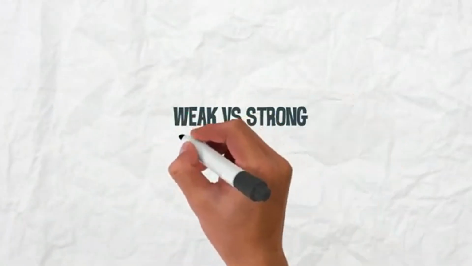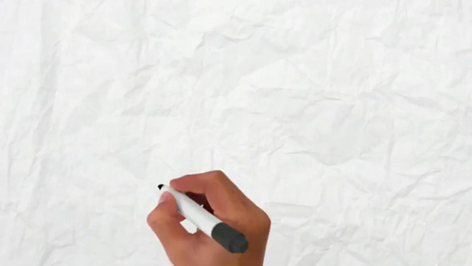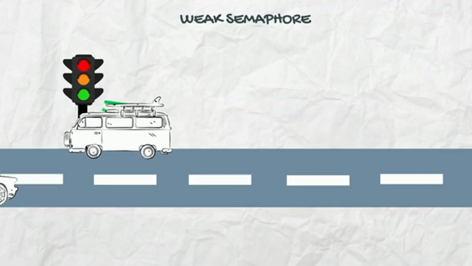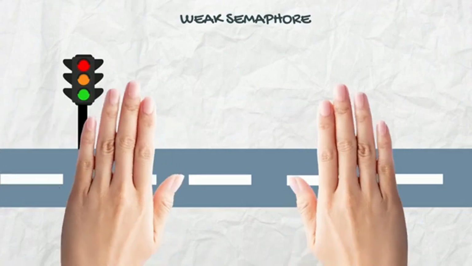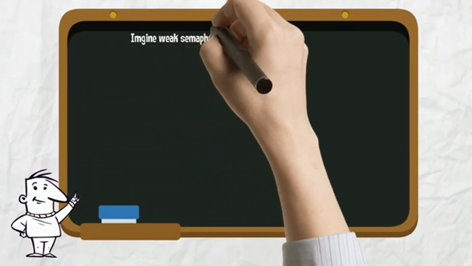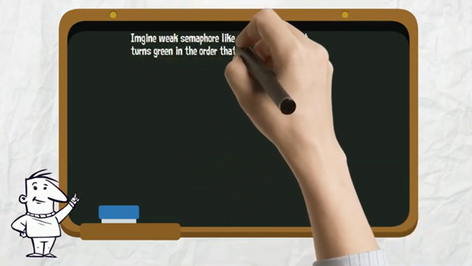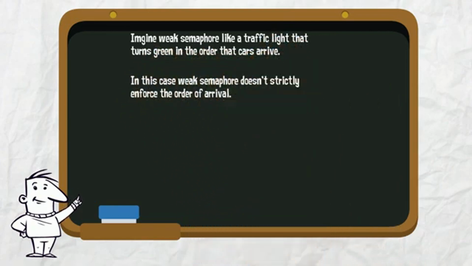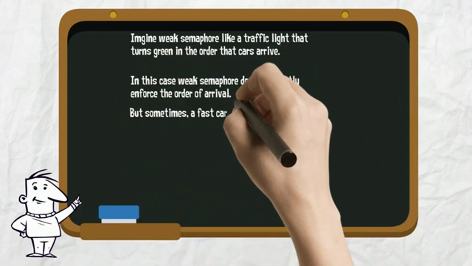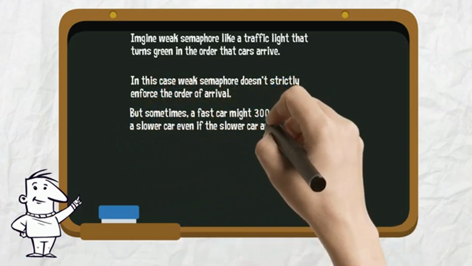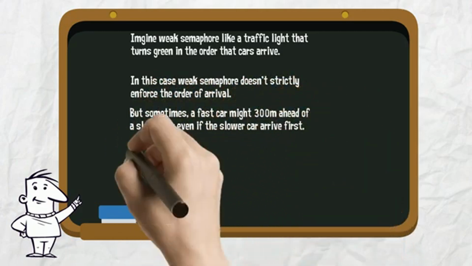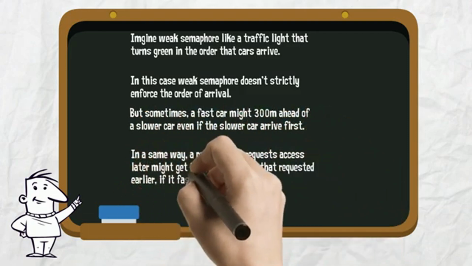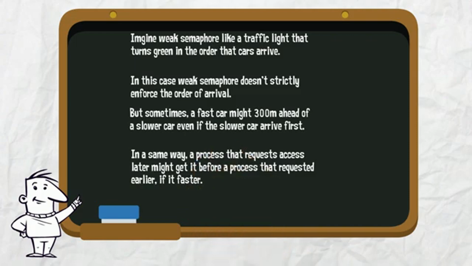Weak versus strong semaphore. Imagine a weak semaphore like a traffic light that doesn't strictly enforce the order of arrival. Sometimes a fast car might get ahead of a slower car even if the slower car arrived first. In the same way, a process that requests access later might get it before a process that requested earlier if it's faster.